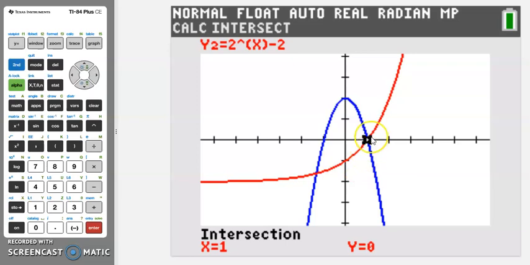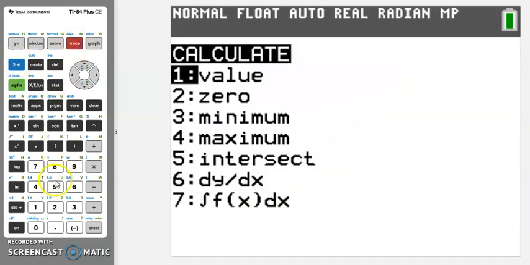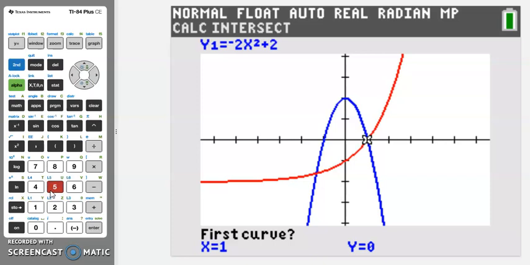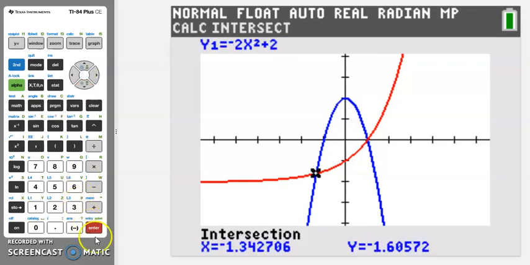And this time it went to the one on the right first. So I have a solution here of x is equal to 1. To find the other, second, trace, 5. Let's move our cursor to the left to get closer to that point of intersection on the left side of the screen. Oops. Type enter, enter, enter. And there's the second solution.